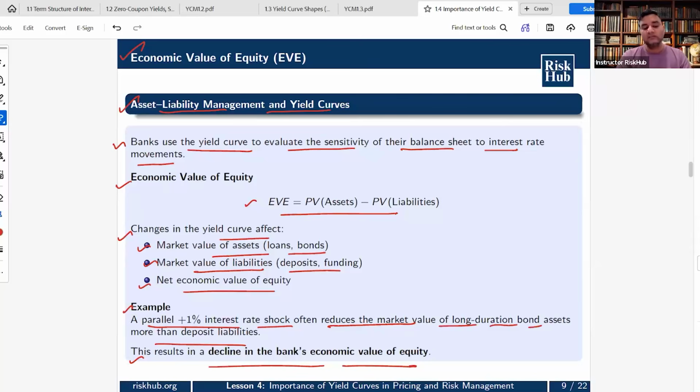Present value of assets: discount loan and bond cash flows off the curve. Present value of liabilities: discount deposit and funding cash flows off the curve. It is used because equity ignores rate moves while EVE, economic value of equity, captures them.